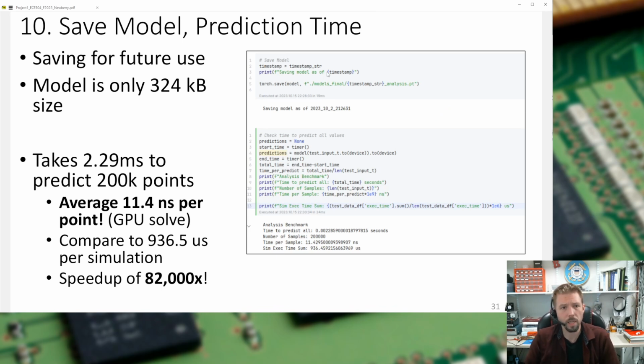So the next step here was to save the model and look at some of the prediction time. The model is only 324 kilobytes. And one thing, this is really one of the most amazing parts, is that in order to predict the 200,000 test points, I ran the prediction. I actually thought something was wrong. Now I am using the GPU to solve this, but the total time to simulate all of this was 2.3 milliseconds, which averages out to 11.4 nanoseconds per point, which is absolutely absurd, which is 82,000 times faster than the field solver that we used in simulation.